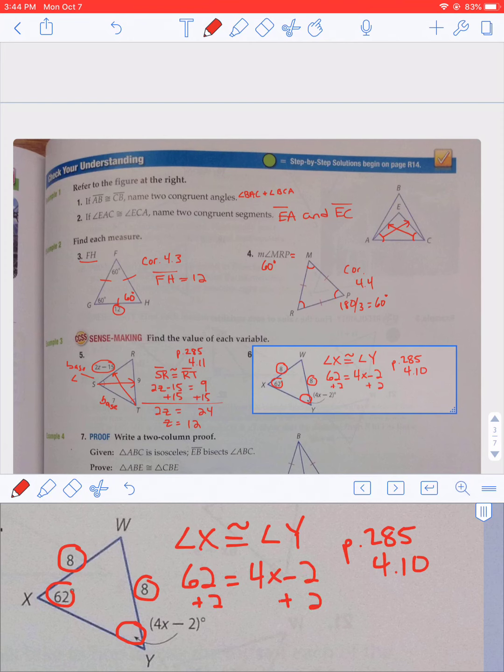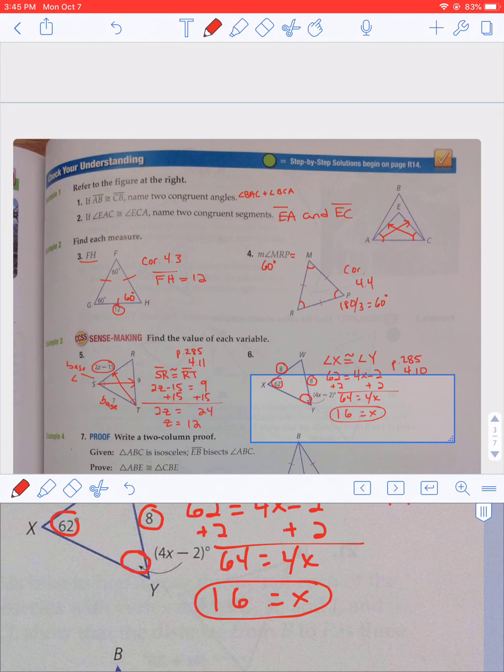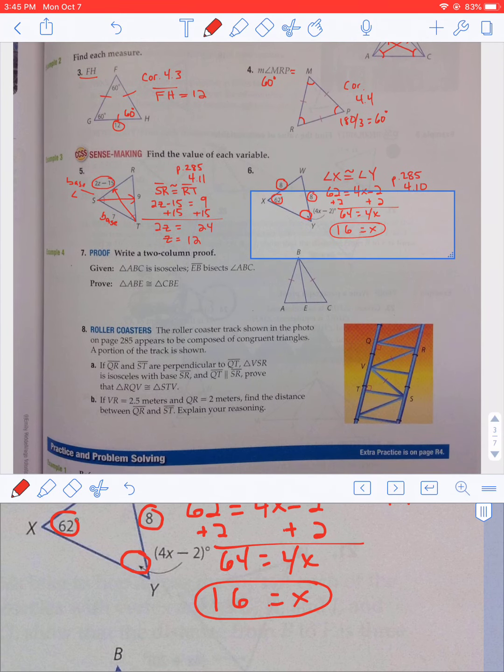Again, if they asked me what angle y was, that would have been the easy thing. I could have just said 62 degrees and not had to solve it all. But they want us to go a little further with that. All right, so let's move on to a proof.